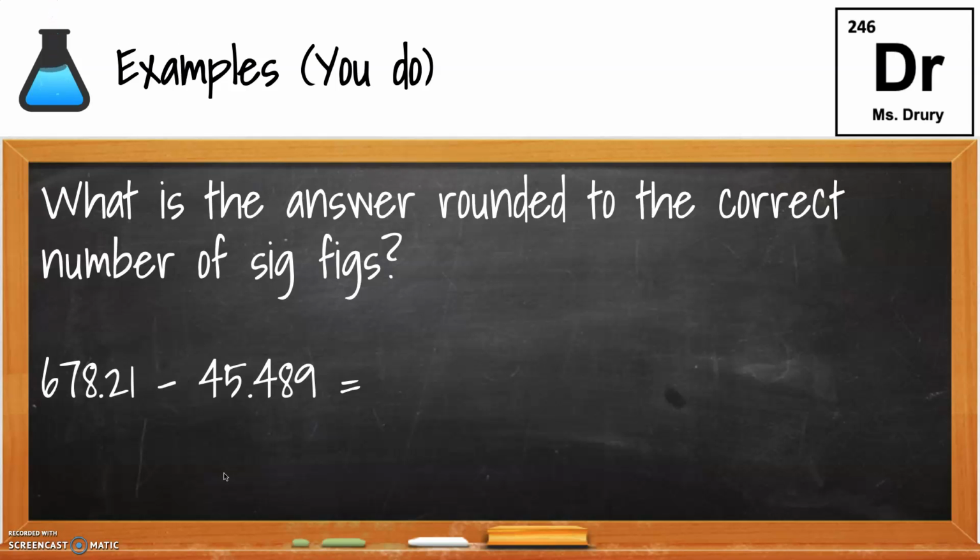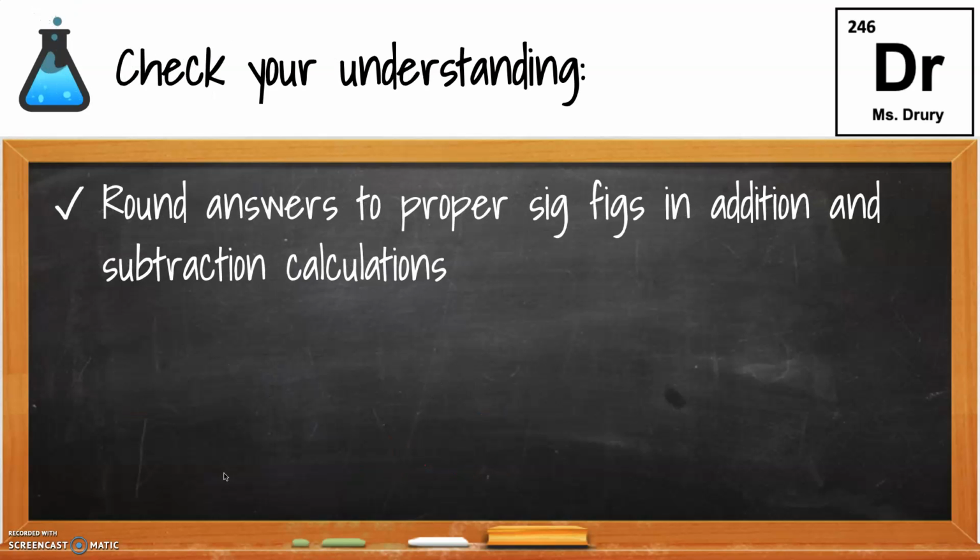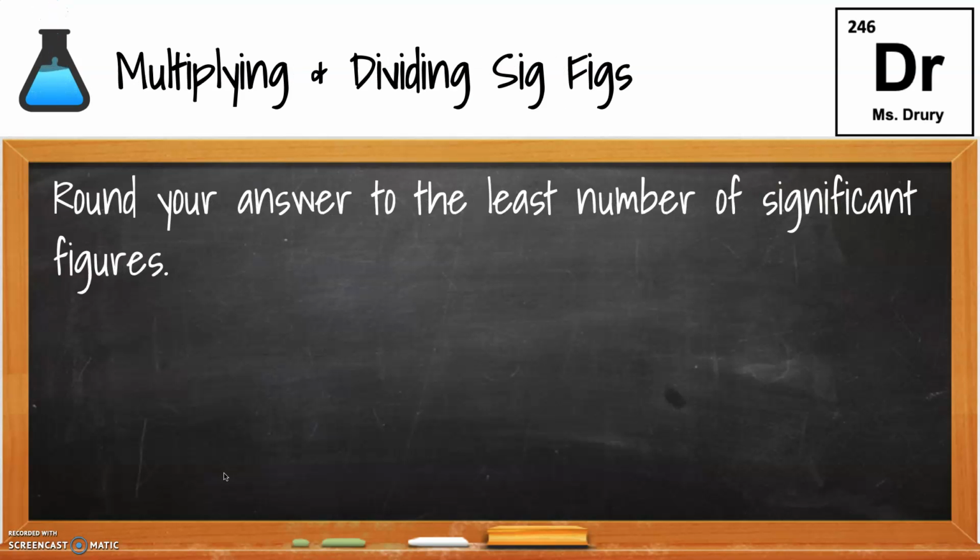Hopefully you've answered the question, and I'm going to give you the answer. It was 632.721 when I first put it in my calculator, but because the first number had 2 decimals, I can only have 2 decimals, and therefore I just have 632.72. We're going to move on. At this point, you should be able to round with adding and subtracting. So now we want to know what we do when we multiply and divide. Again, you've got to go to your least precise measurement, but because multiplying and dividing is a slightly different function than adding and subtracting, we're going by the least number of sig figs, so not decimals, but overall numbers.